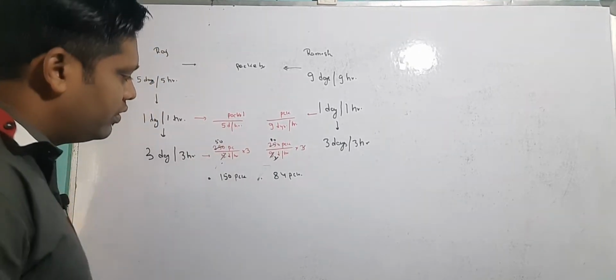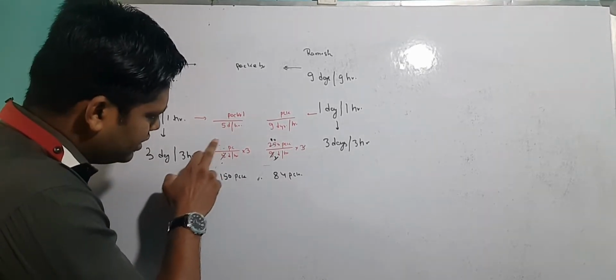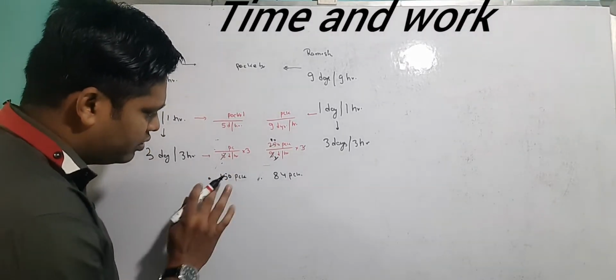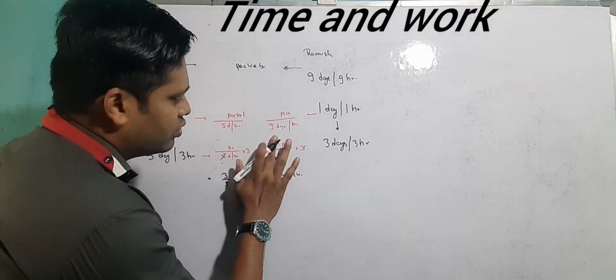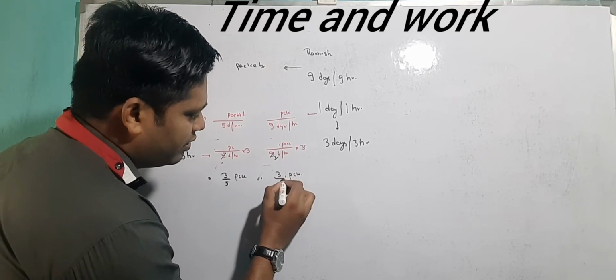Then what will we do? There are no packets here, so it will be 3 by 5. And here also there are no packets, so it will be 3 by 9. Simple.